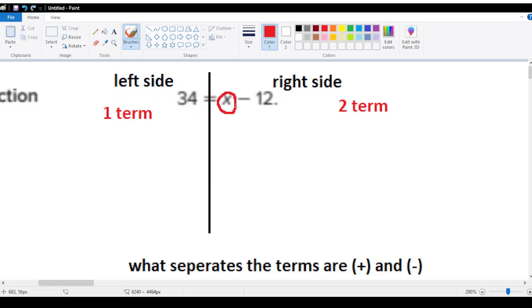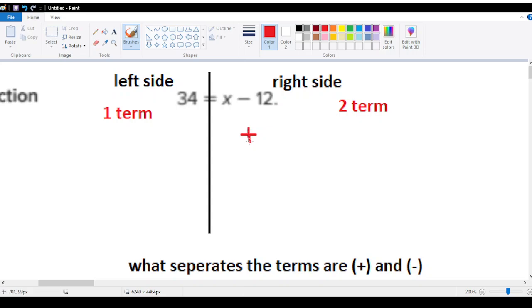Here, variable. Here, constant. So we will move the constant to the side which has constant in order to sort them out. You know what's the meaning of sort? Yes, we will sort them out depending on the type, the variable with the variable and the constant with the constant. Now, what's the opposite of minus?